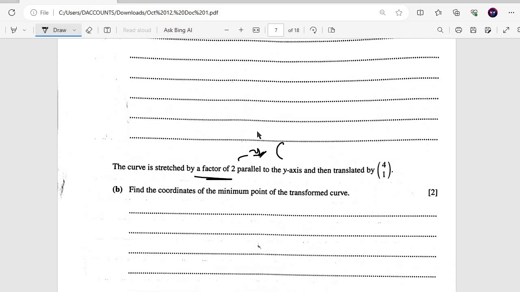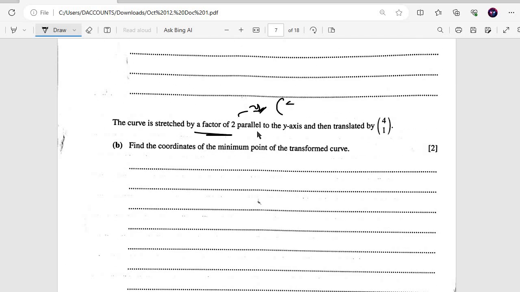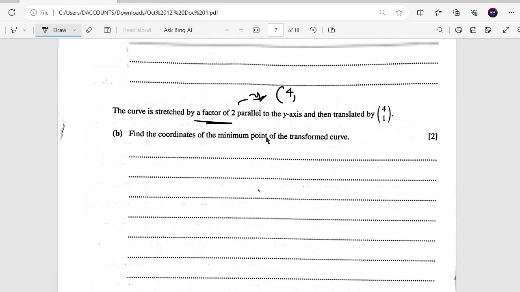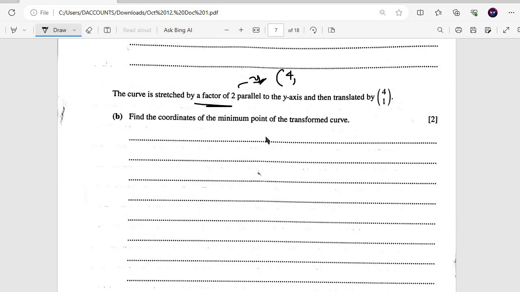Now the curve is stretched by a factor of 2. When the curve is stretched, it only affects the minimum value of y. The minimum value of x remains constant. So when it's stretched by a factor of 2, the minimum point of x will never change. It's going to be 4. But the minimum point of y, which was minus 11 in the first one, multiplied by 2, will be minus 22. This is the new minimum point.